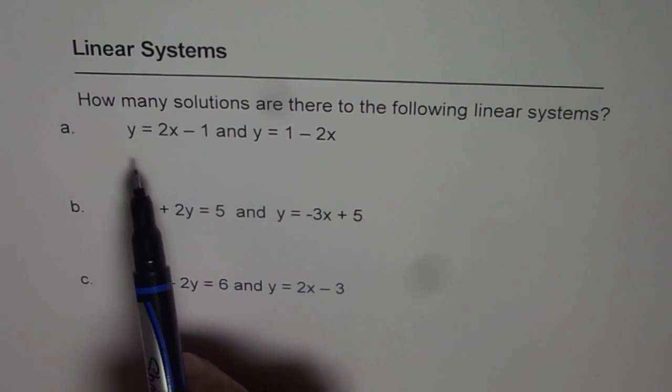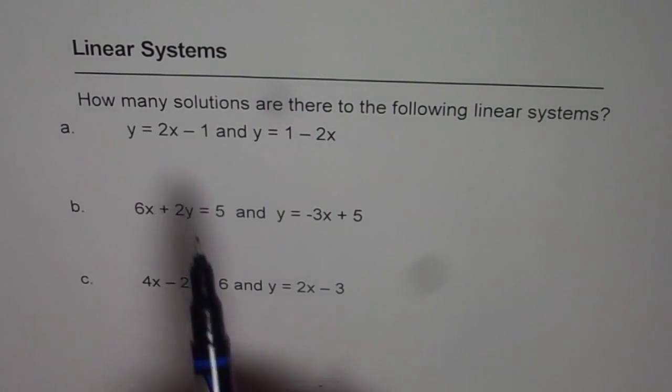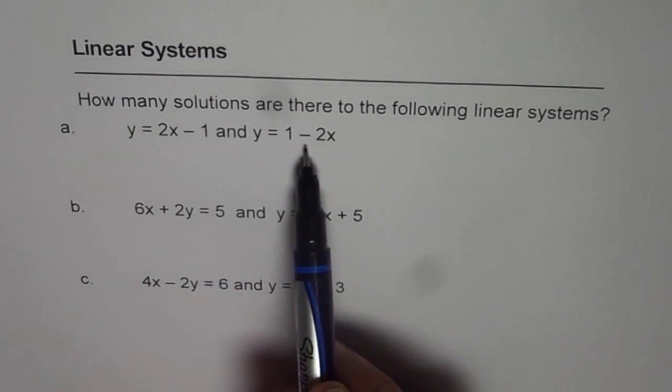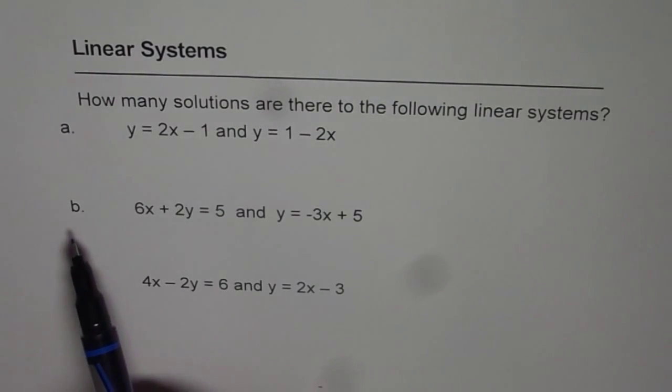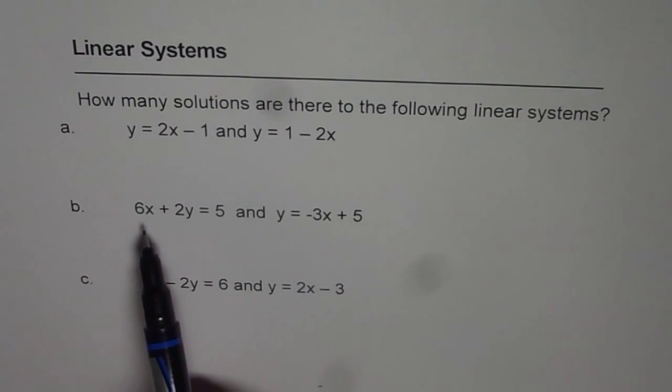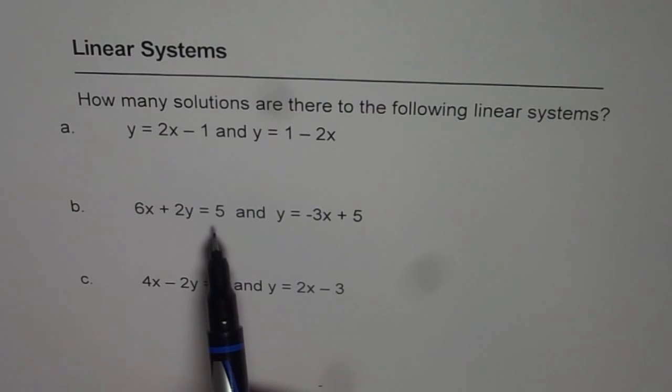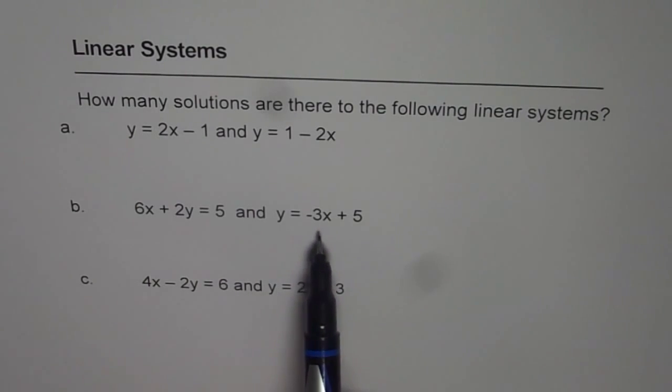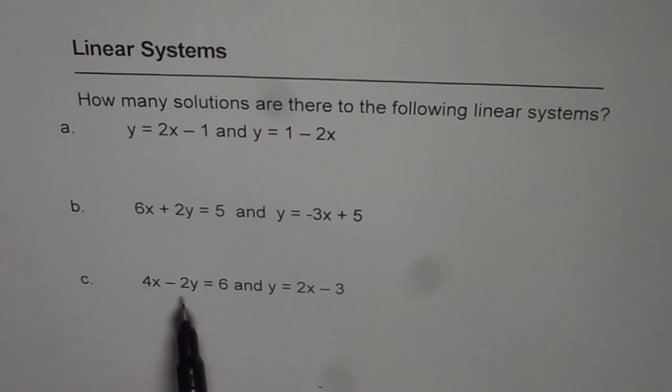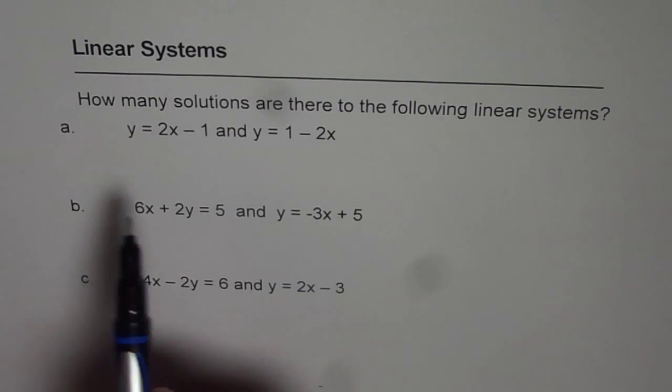The first one is y equals 2x minus 1 and y equals 1 minus 2x. The second set of equations is 6x plus 2y equals 5 and y equals minus 3x plus 5. The third one is 4x minus 2y equals 6 and y equals 2x minus 3. So let's start with the very first one.